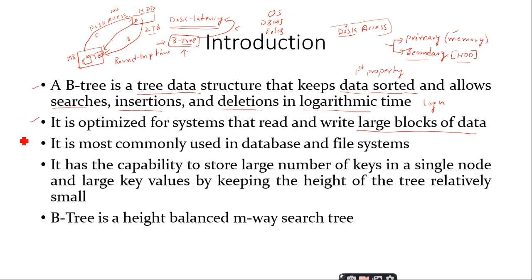So you should remember the definition of the B-tree. It is a tree data structure where the data is sorted, and it makes the search, insertion and deletion operations happen in logarithmic time. Why we require this B-tree is that it is used to reduce the disk latency, and thereby it makes the B-tree efficient with respect to the search, insertion and deletion operations, right?